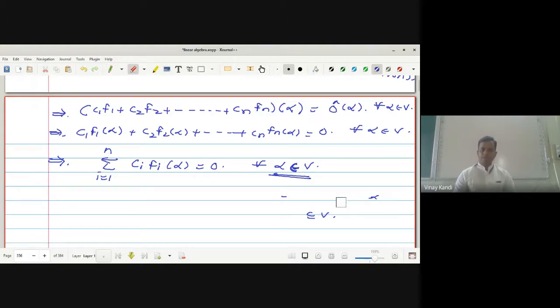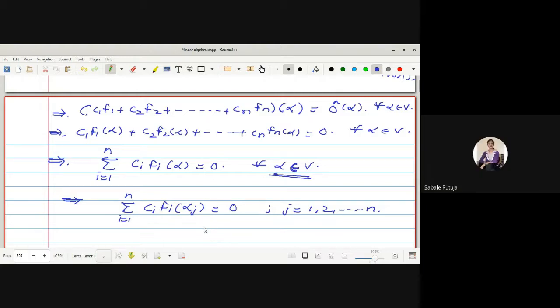So now apply this on basis element. Why? Because the basis is the subset of vector space. So this implies summation i running from 1 to n, Ci Fi of alpha j is equal to 0, where j is running from 1 up to so on what? Is it correct?